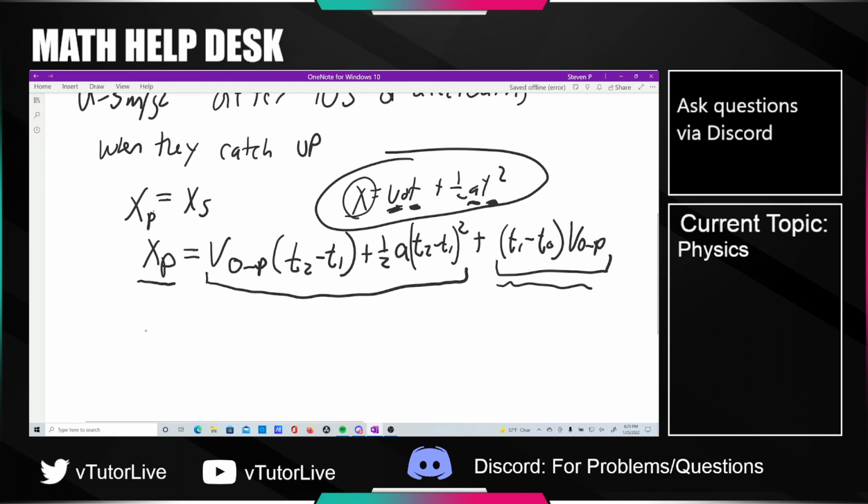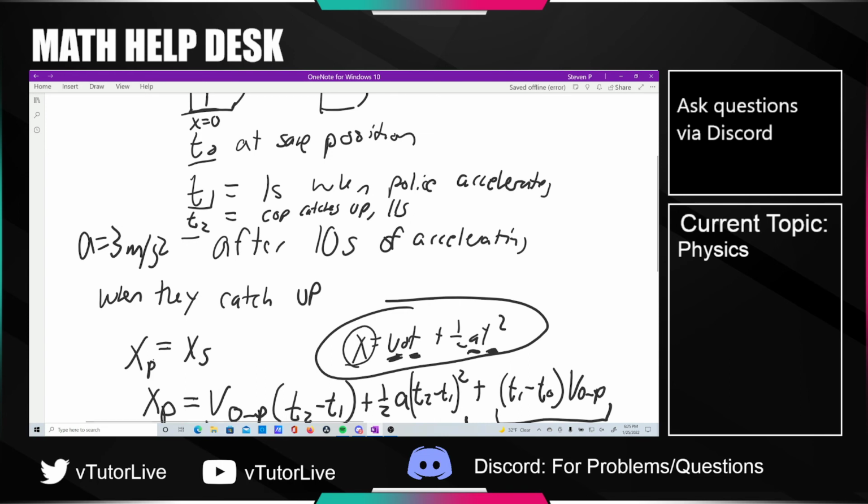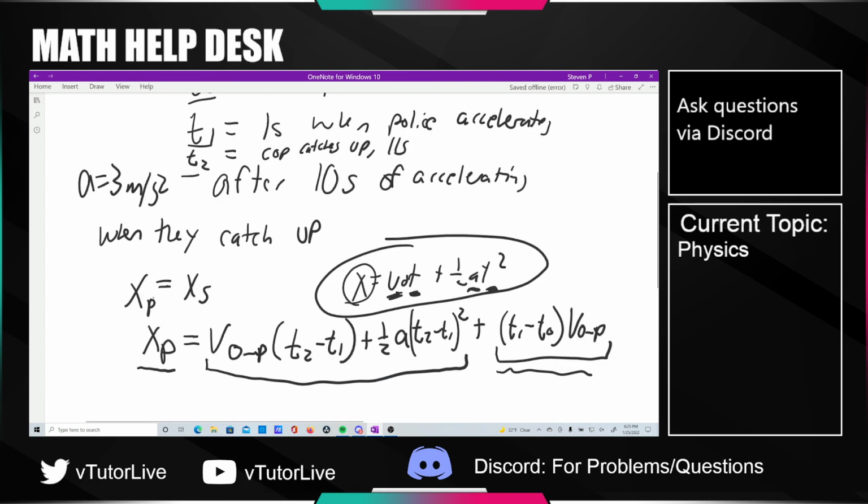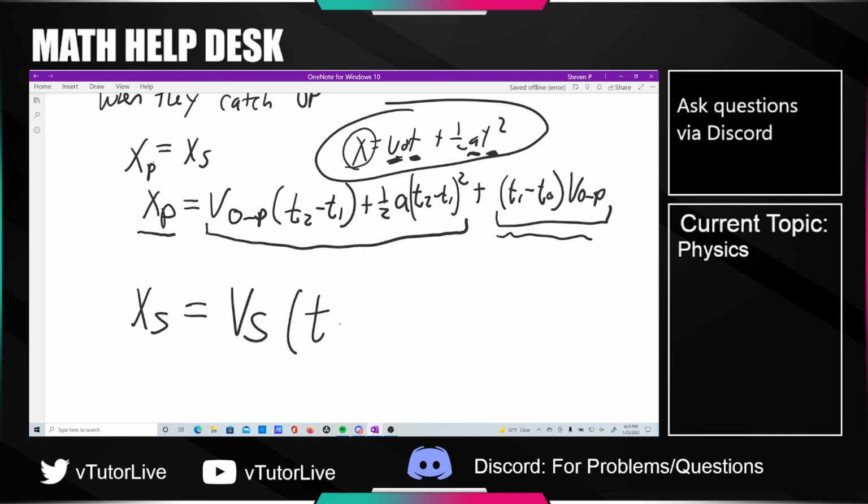Okay, so now let's describe the x of the speeder, right? And I think this should be pretty simple because they're moving at constant speed, but that's just whatever the velocity of the speeder is times the whole time, right? They're moving over the entire phase from t0 to t2. So that's just VS times t2 minus t0.